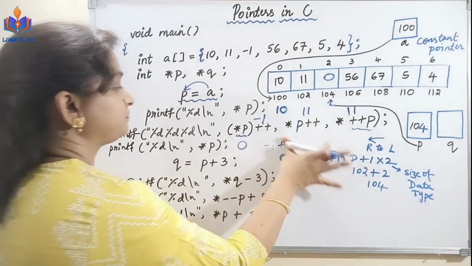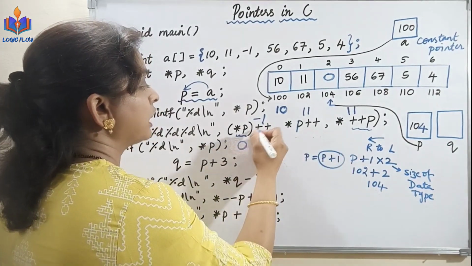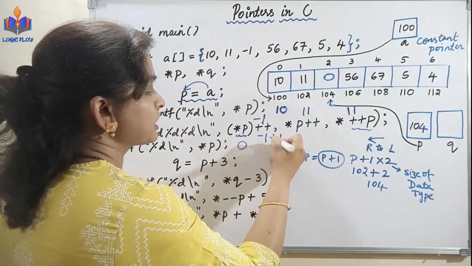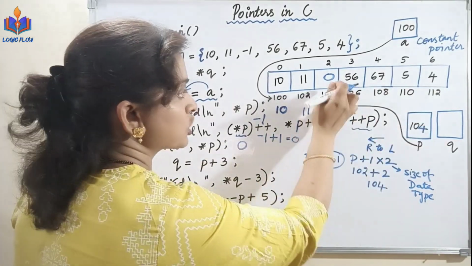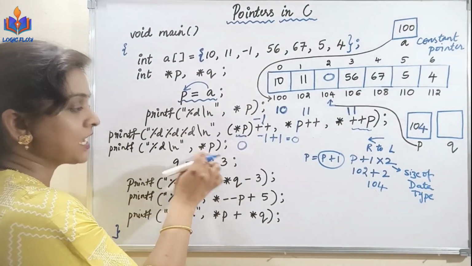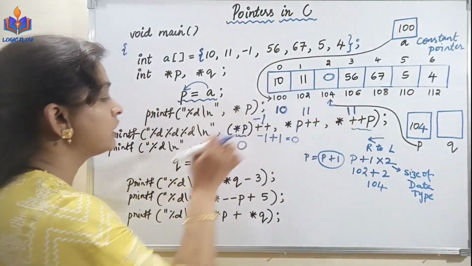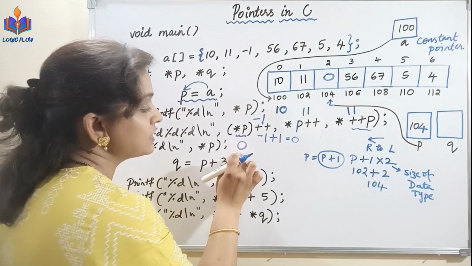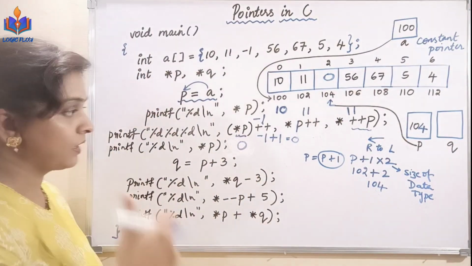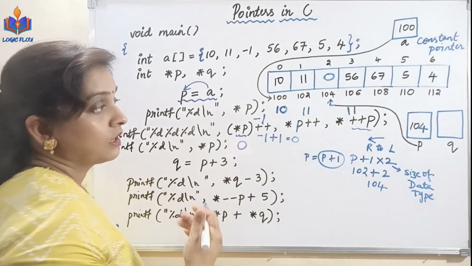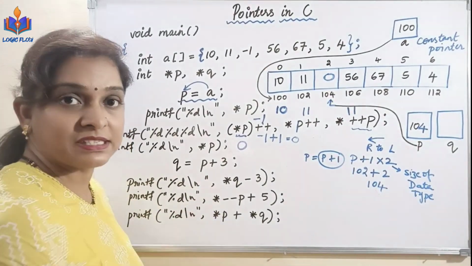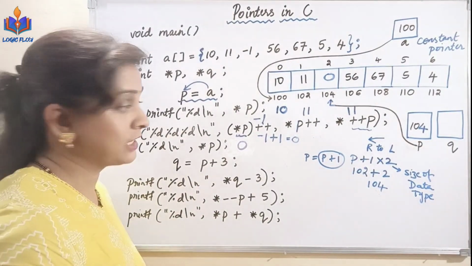Here it was -1, so -1 plus 1 becomes 0. That value will be changed at the location 104. And later when I say asterisk P, P is pointing to 104, so the value at location 104 is 0. There are many things that we need to understand. You need to analyze each and everything step by step. We will see this program practically also.